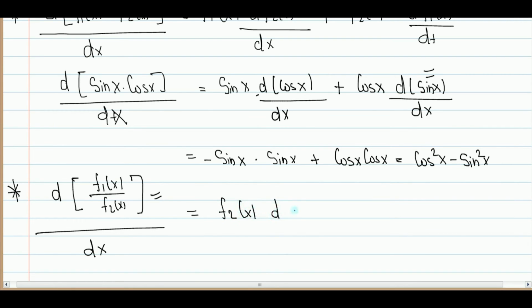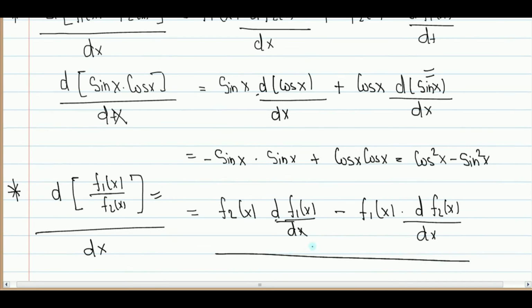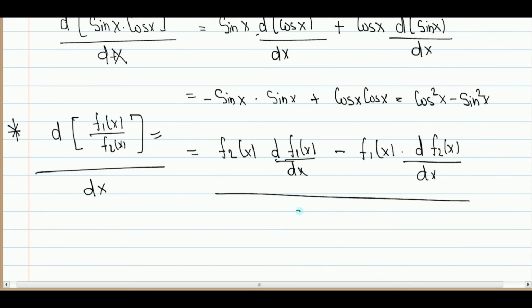f2(x) times the differentiation of f1(x) with respect to x, minus f1(x) times the differentiation of f2(x) with respect to x, divided by the denominator. The denominator is f2(x) whole square. Okay, just remember this formula.